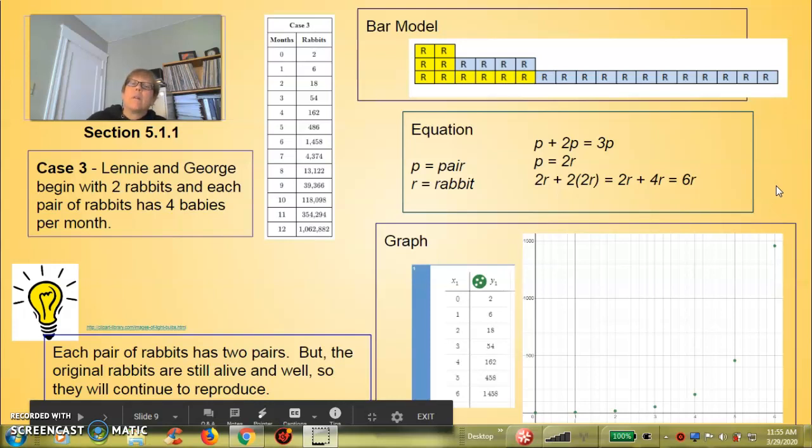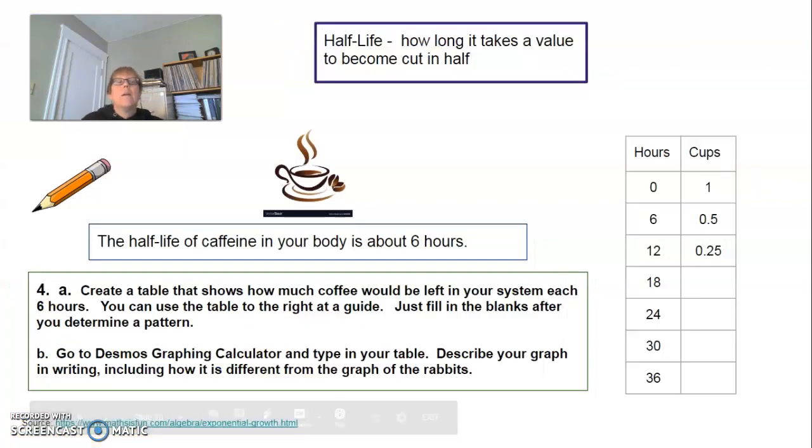All right, moving along. So back to exponential functions. Nope, I got a pencil here. All right, so I want you to think about this.